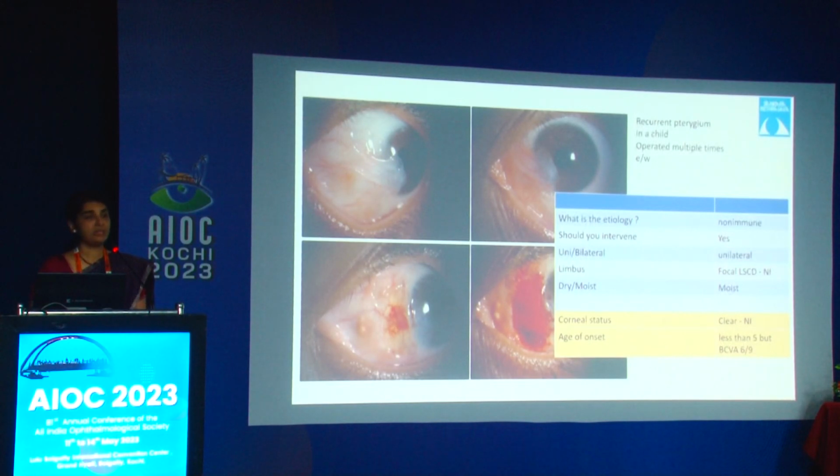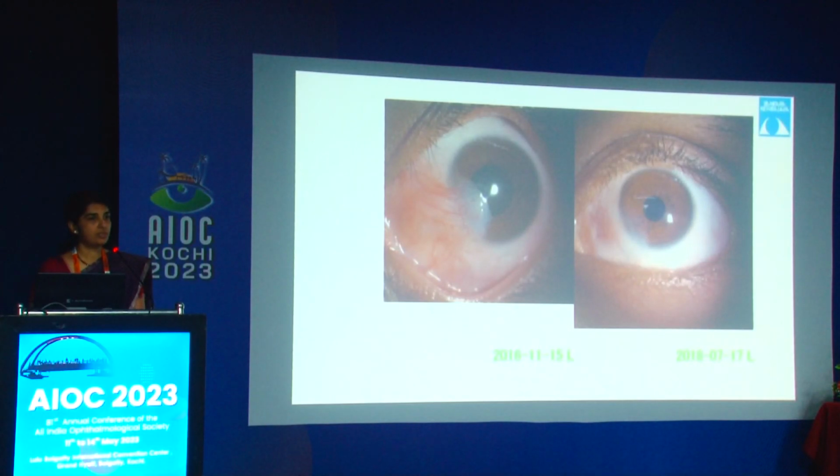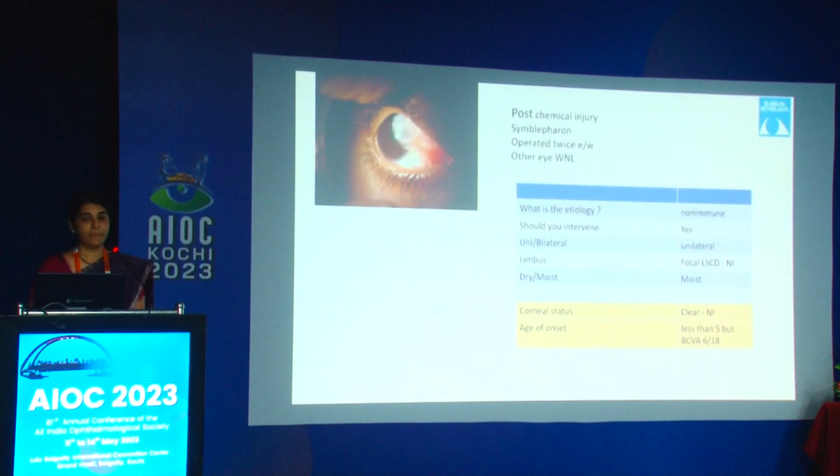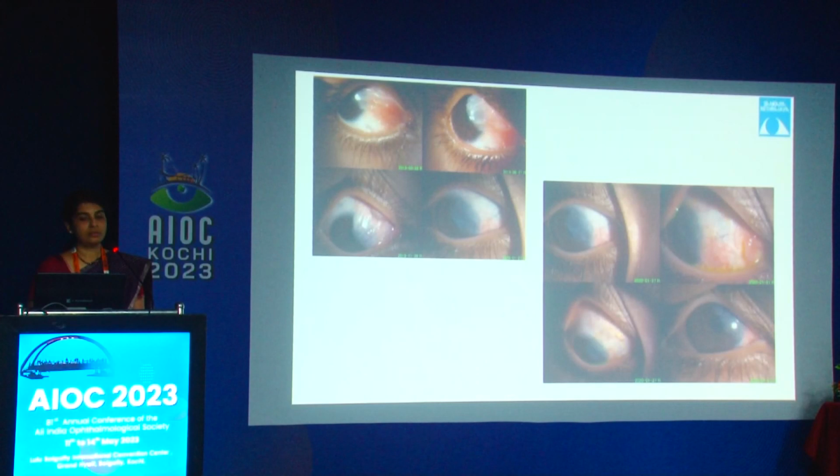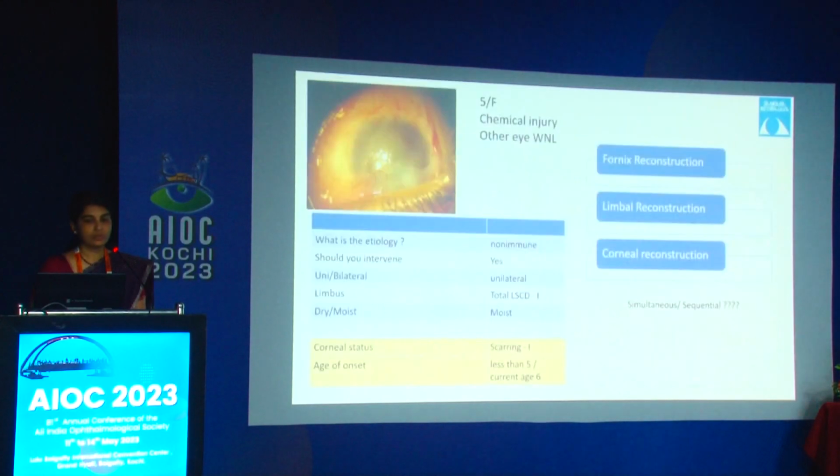So it's a non-immune unilateral condition with a focal limbal stem cell deficiency and a clear corneal status that does not require any intervention, and the eye is moist. So yes, we will go ahead with a fornicial reconstruction in this eye, and we have remained recurrence free for now almost 5 years following the surgery. This is another similar scenario in a patient of chemical injury, where again the questions are answered very similarly to the earlier scenario. Chemical injury is again non-immune, and we did go ahead with the reconstruction, and this child again remains recurrence free for almost 2 years following the surgery.